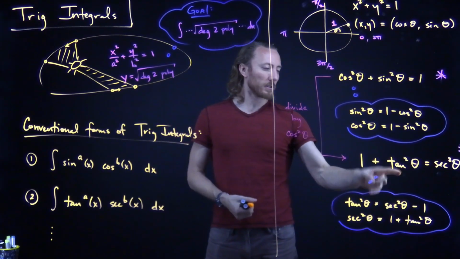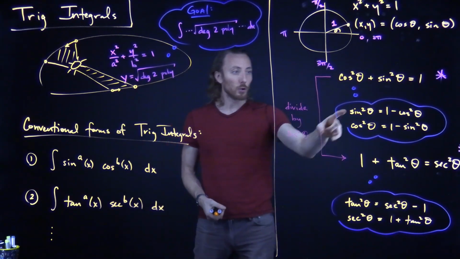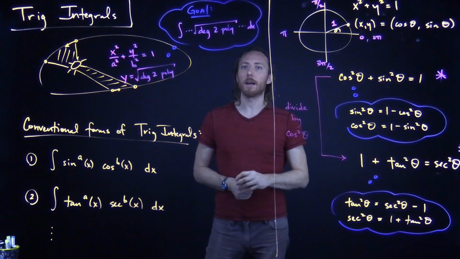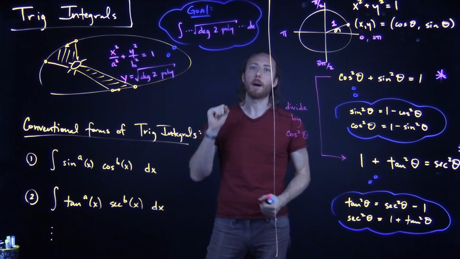But then to solve for tangent squared, you could subtract 1 from both sides to get tan squared equals secant squared minus 1. So we will definitely use these. You will see this as I wipe the slate clean here eventually and proceed on to other stuff. But now, what are trig integrals all about, right?